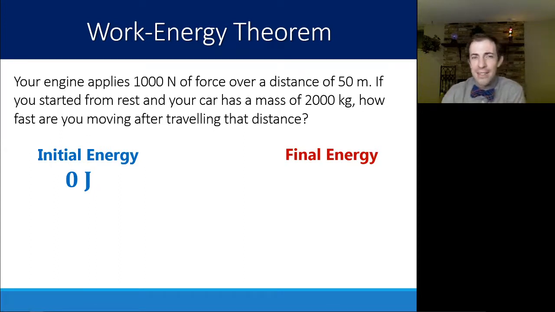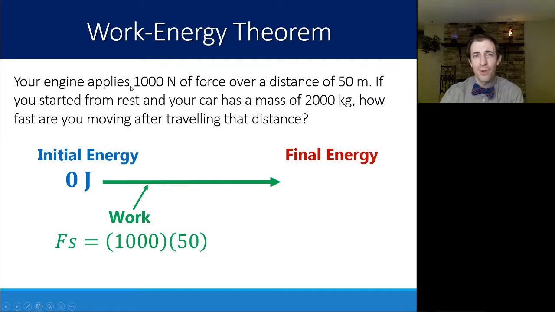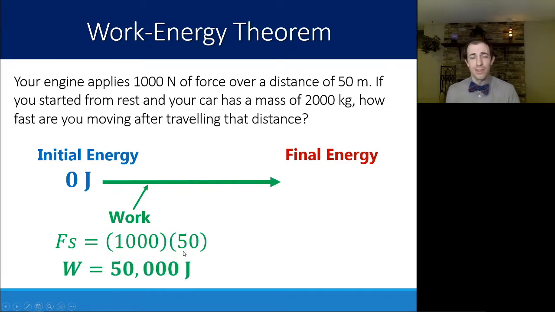If I want to find how fast I'm moving after traveling a certain distance, ultimately my final energy that's going to be useful is how much kinetic energy did I gain? 1/2 mv squared. But before I get there, let's figure out where the energy is going to be coming from. That energy is going to be added using work. Work, we said, was calculated force times displacement. In this case, the engine is applying a force of 1,000 newtons over a distance or displacement of 50 meters. So 1,000 times 50 will find my work in joules. That is 50,000 joules.